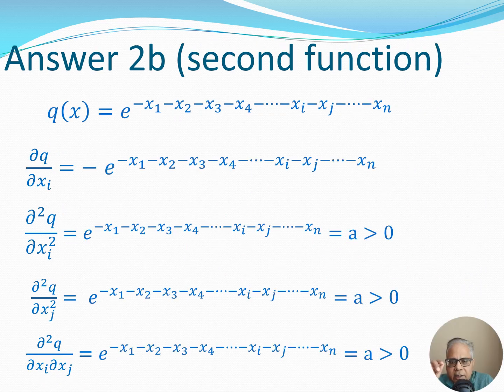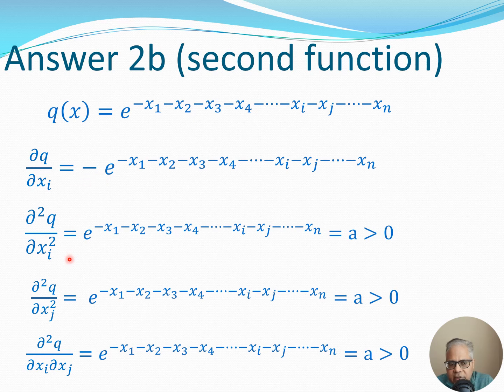Now let's look at the second function, which is q of x, the exponential function. Here again, when we differentiate this exponential function, say dq by dxi, we have to keep in mind that we are going to get the same expression back, that is e to the power minus x1 to minus xn, and we are going to get a derivative of this particular exponent with respect to xi. So that's going to give me the minus 1. So there is going to be a negative sign here.